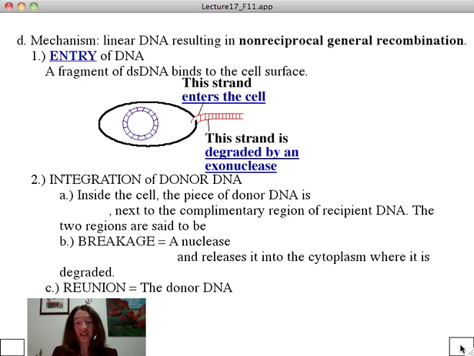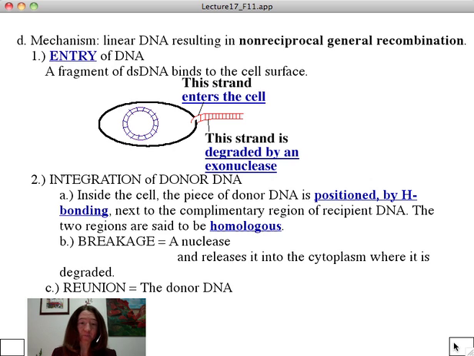So that's going to be the first thing that happens once this donor DNA gets into the recipient cell. Once inside, the piece of donor DNA is positioned by hydrogen bonding next to a complementary region of the recipient DNA. The two regions are said to be homologous, meaning strikingly similar. They have very similar sequences. Once that has happened, this is crazy. What'll happen now is that the donor DNA will literally replace a region of the recipient DNA. So it will not only align next to that region that it looks like, but it will literally replace it.